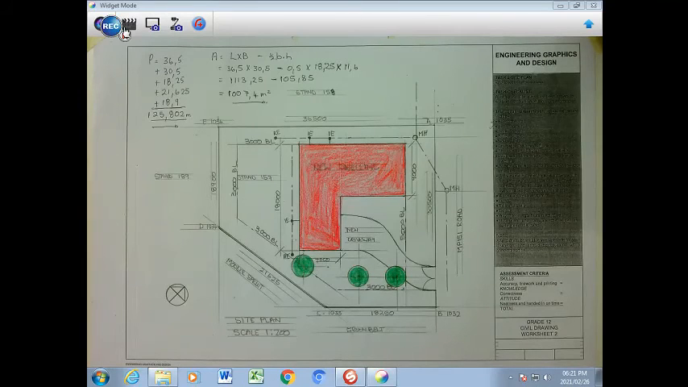I hope you will have all the information on your site plan ready to be handed in.